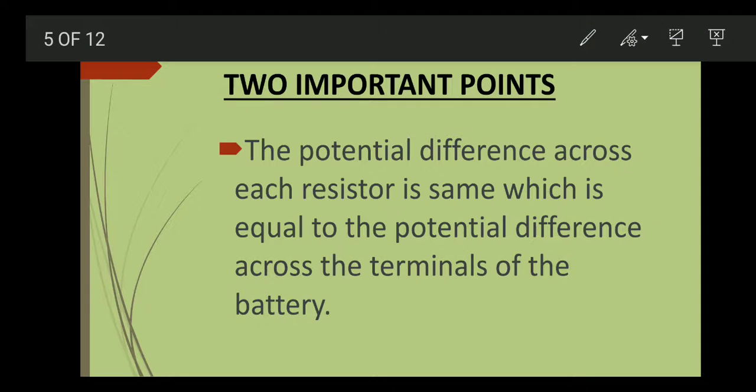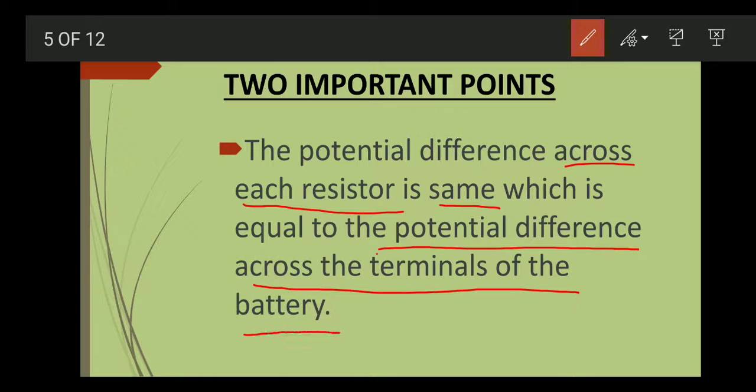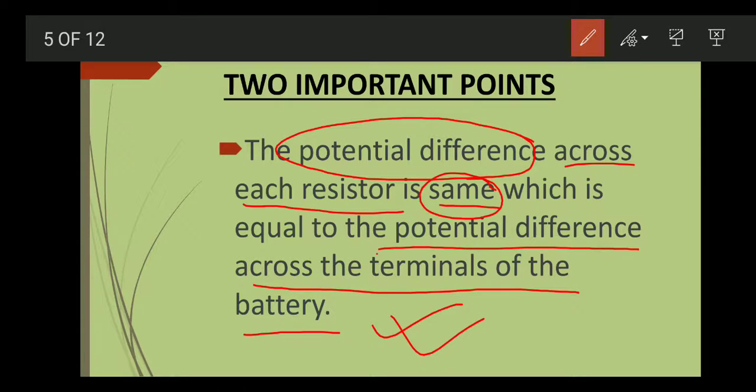The potential difference across each resistor is the same, which is equal to the potential difference across the terminals of the battery. पहला important point क्या है कि जितने भी रेजिस्टर्स हैं पैरेलल कम्बिनेशन में उनके अक्रॉस जो पोटेंशियल डिफरेंस होगा वो सेम होगा और वो किसके बराबर होगा? That is equal to the potential difference across the terminals of the battery, पैरेलल कम्बिनेशन ऑफ रेजिस्टर्स में.